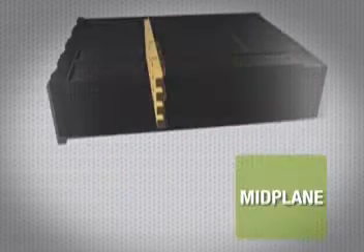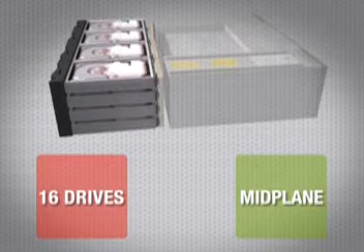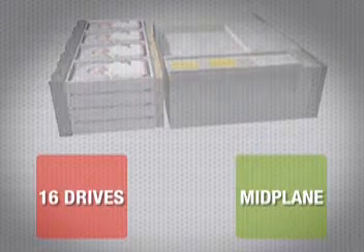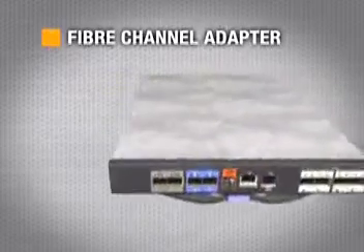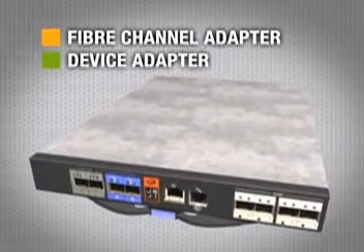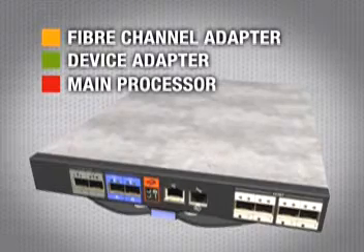If you do draw a line down the middle of a DS6000, you have two halves, and it's divided by what we call a mid-plane. On one side of the mid-plane, you have 16 drives, and on the other side of the mid-plane, you have all this logic, the controller cards. The controller card has your fiber channel adapter, it has your device adapter, and it has the main processor that is handling all the command processing.